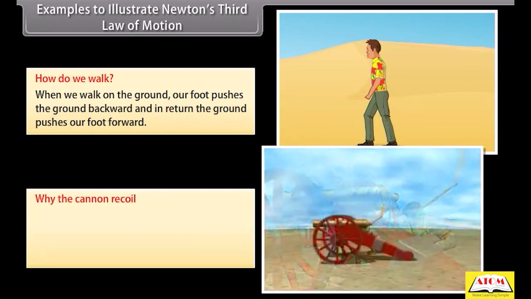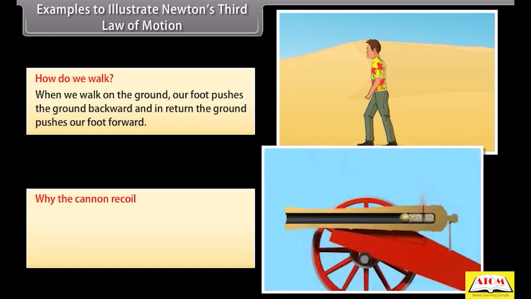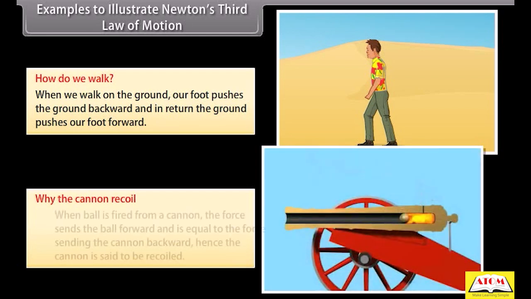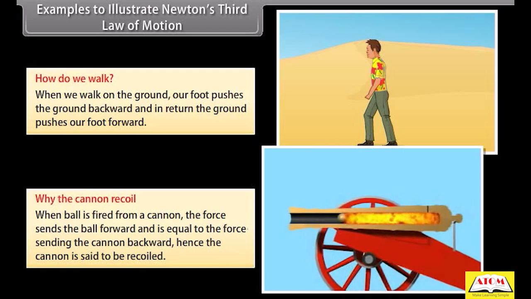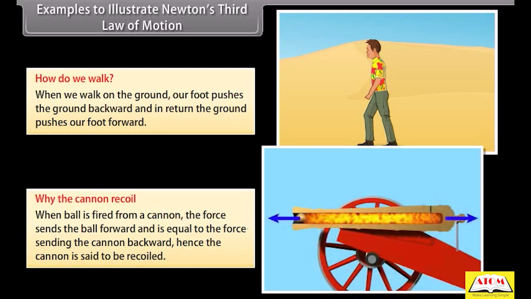Why the cannon recoil? When a ball is fired from a cannon, the force sends the ball forward and is equal to the force sending the cannon backward, hence the cannon is said to be recoiled.